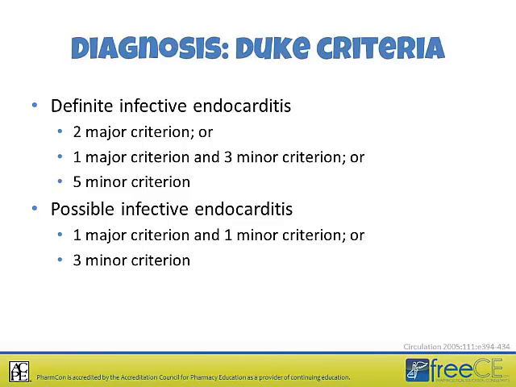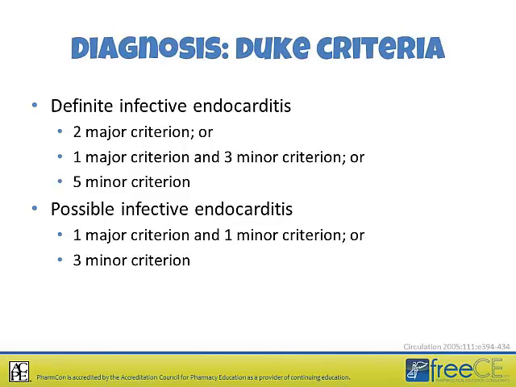So you've got definite infective endocarditis if you have 2 major criteria, or you have 1 major criteria and 3 minor criteria, or if you have all 5 minor criteria. You have possible infective endocarditis if you have 1 major and 1 minor criteria, or you have 3 minor criteria.